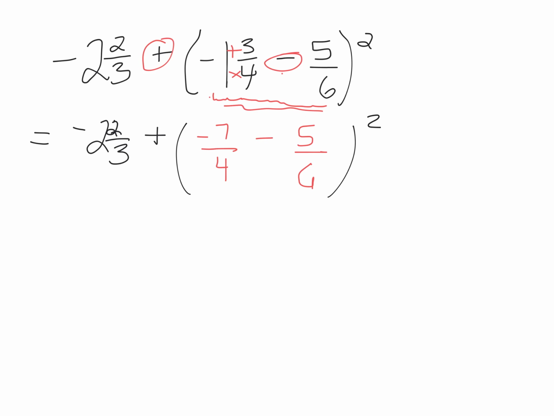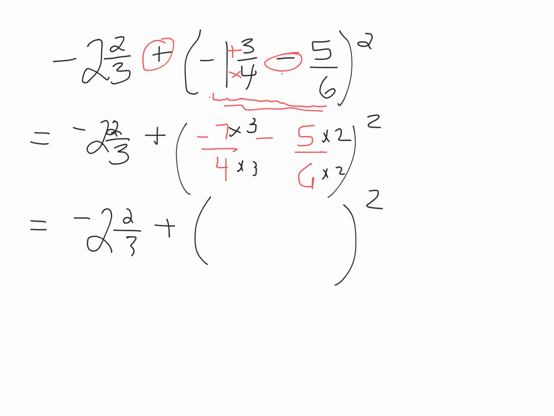Okay, so let's do a common denominator of 12. What do I have to multiply the first fraction by? 4 times what gives me 12? 3, so I have to multiply this by 3. Then 6 times 2 is 12, so I multiply by 2, okay? So let's rewrite this again. Negative 7 times 3? Negative 21 over 12. Take away 10 over 12.